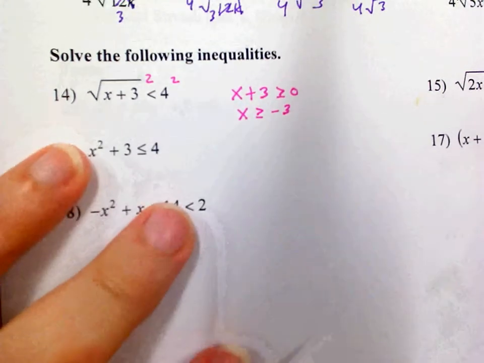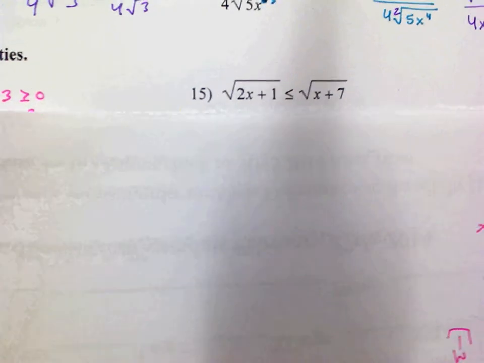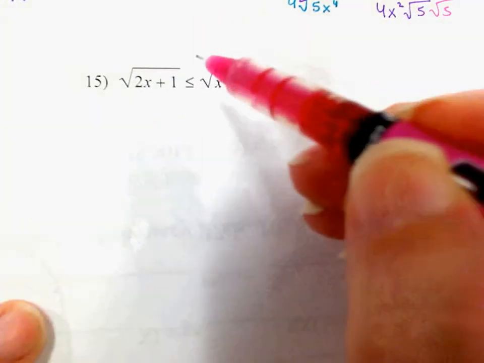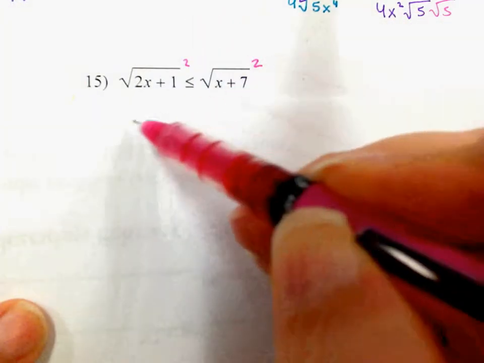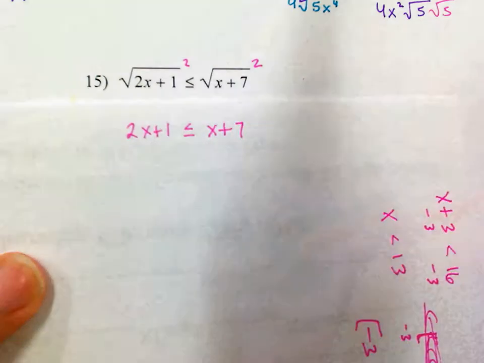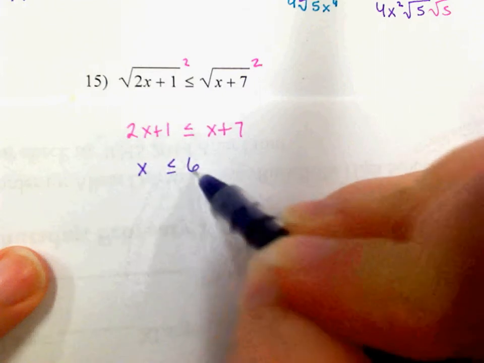I want to get rid of the radical, so I square both sides. So if I square this and square that, I'm left with 2x plus 1 needs to be less than or equal to x plus 7. So I then subtract x and get x, subtract 1 and get 6. Okay, so that's one thing I got going. But I got another couple things.